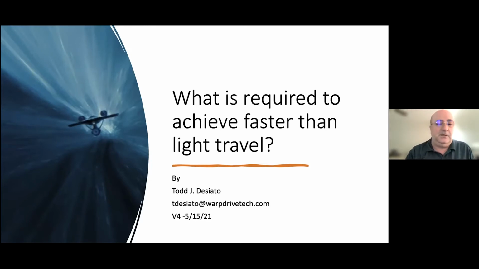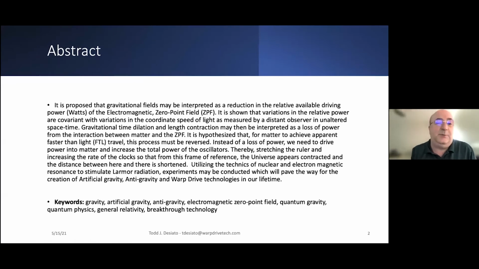So to start, I have an abstract. It's proposed that gravitational fields may be interpreted as a reduction in the relative available driving power of the electromagnetic zero-point field. It is shown that variations in the relative power are covariant with variations in the coordinate speed of light as measured by a distant observer in unaltered space-time, in other words, distant from the gravity well that he's looking at.